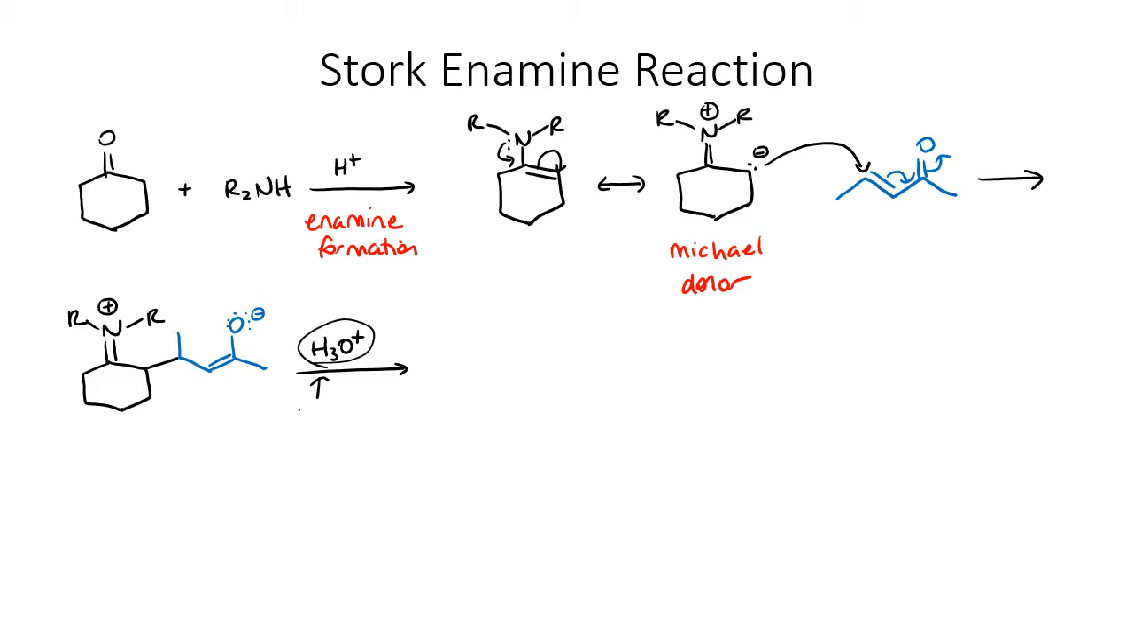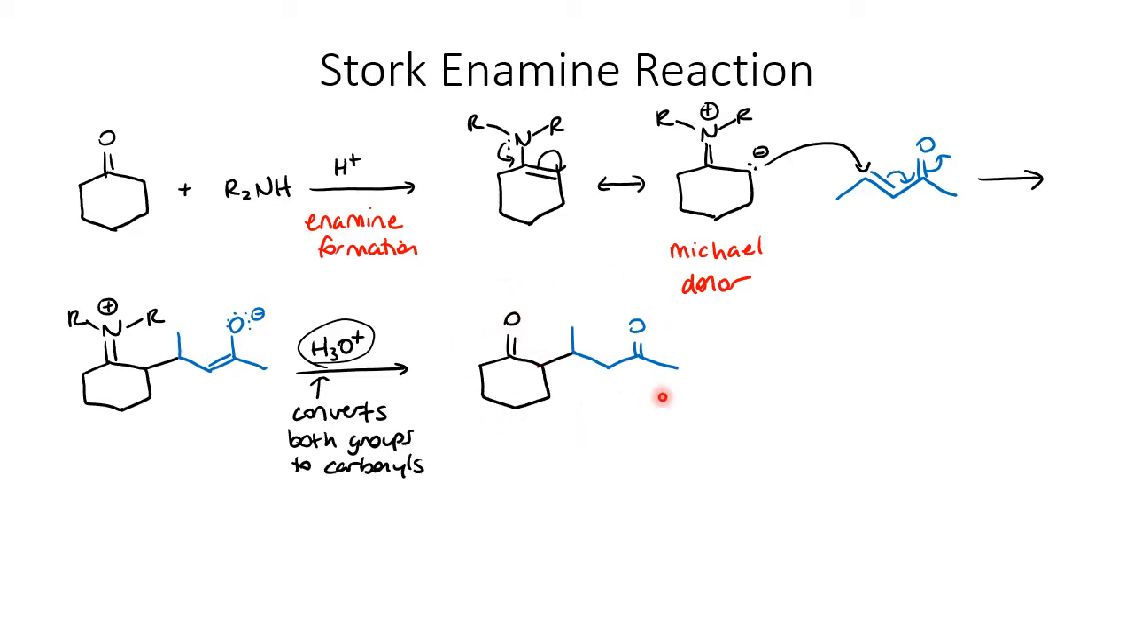So at this step, it converts both of the groups to carbonyls. So you end up with a product that looks like this. Now you may ask, what's the purpose of drawing a molecule that looks like this?